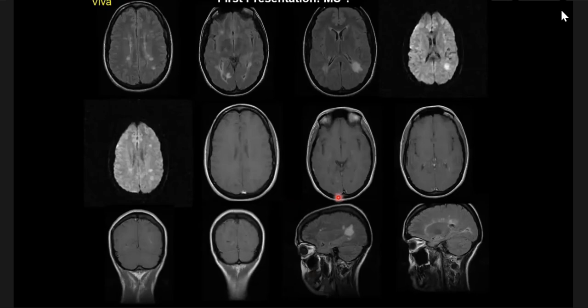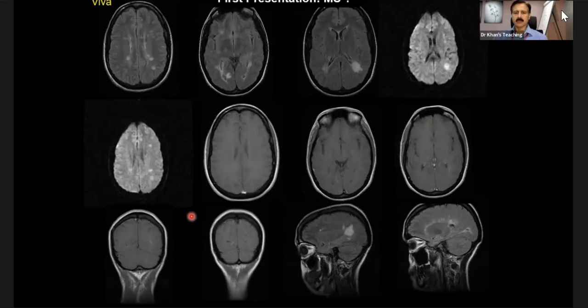I'm trying to see if there's any enhancement. Look at this, this, and this. Any enhancement? I can't see any areas of definite enhancement, no.